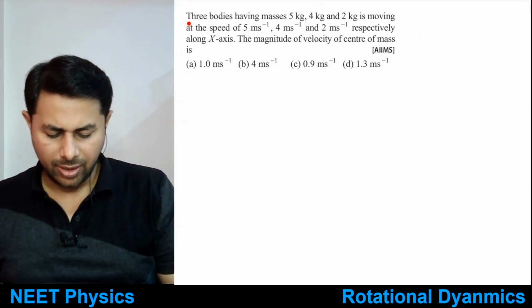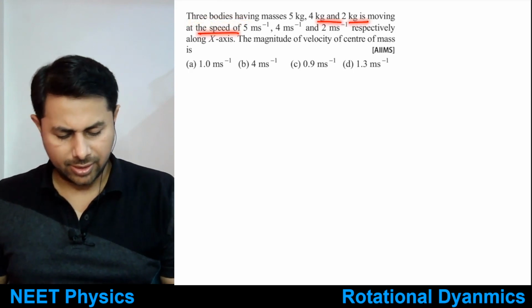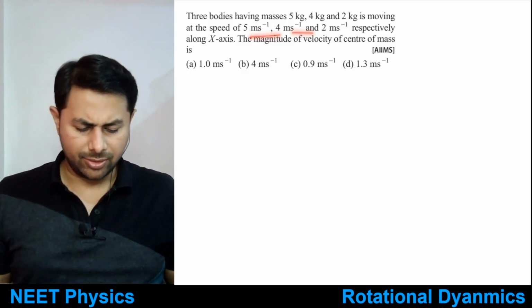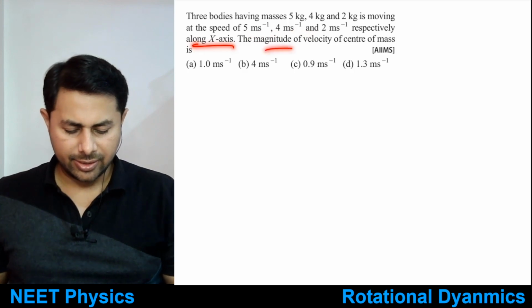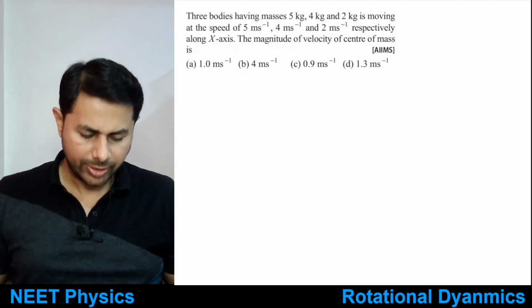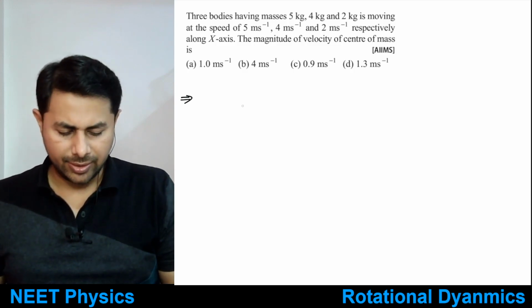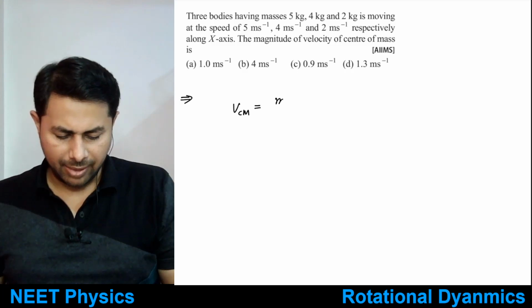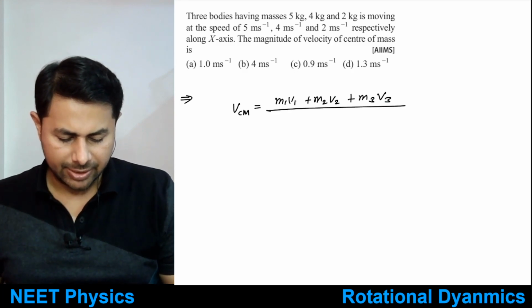Let's see the next one. Three bodies having masses 5 kg, 4 kg and 2 kg are moving at speeds of 5 meters per second, 4 meters per second and 2 meters per second respectively along the x-axis. Then the magnitude of the velocity of the center of mass is? This is very simple. The velocity of the center of mass is just equal to (m1 v1 + m2 v2 + m3 v3) divided by (m1 + m2 + m3).